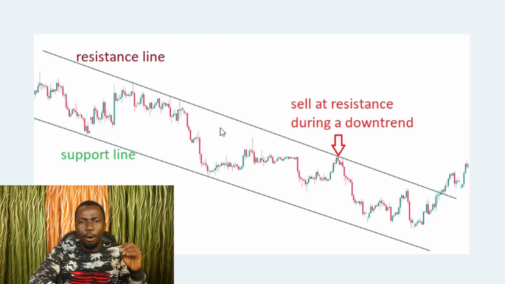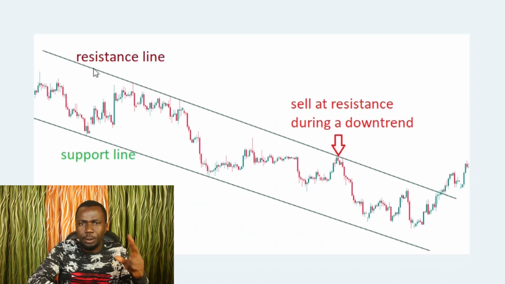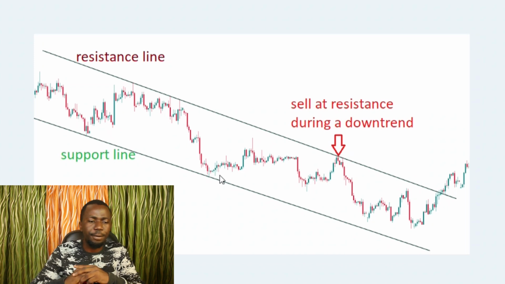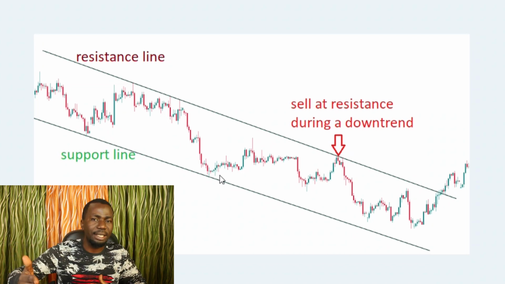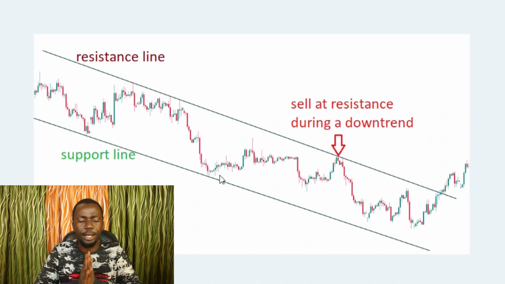So this one is what we call a channel. A channel is where you draw two trend lines at the highs and the lows to form a channel. Now the trend is clearly a downtrend and we have two trend lines, the one at the resistance level and the one at the support level. So the essence of using a price channel is for you to be able to identify support and resistance levels. And like I said, any level where price gets to and reverses from becomes a resistance or a support level.